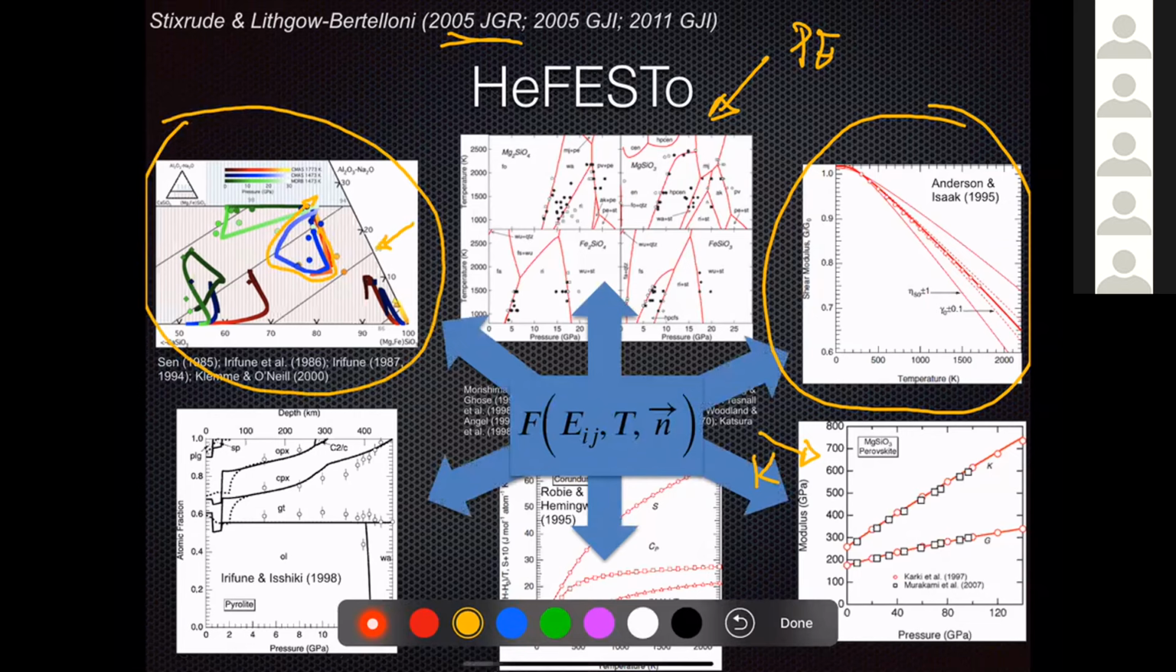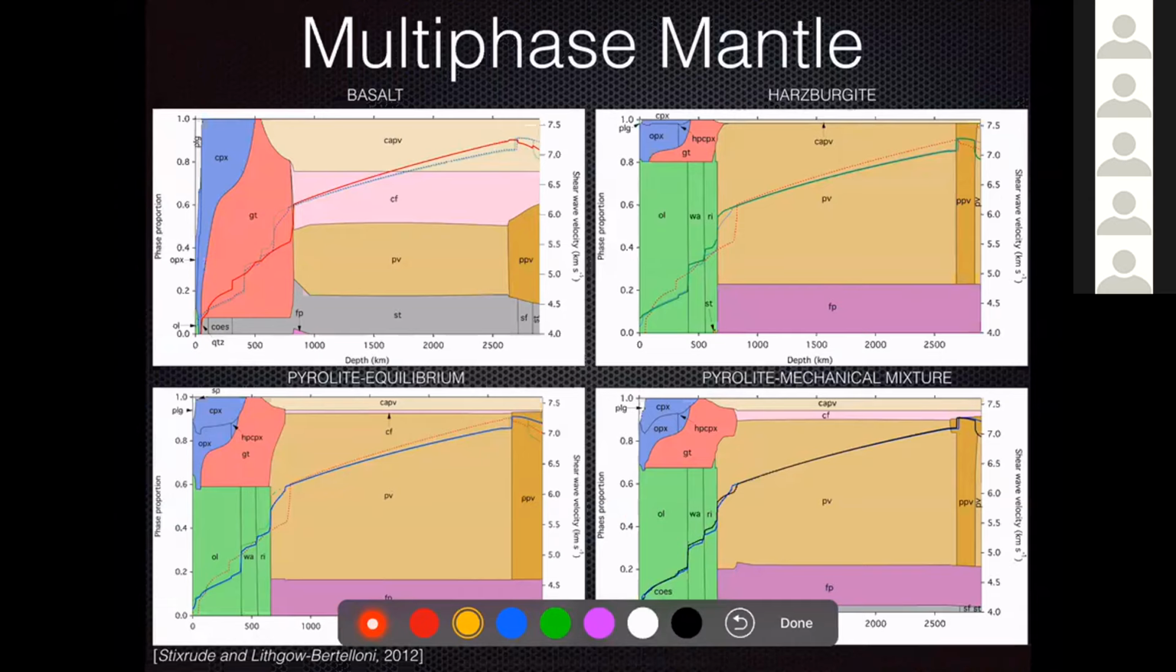So here are some phase diagrams for the mantle. I think I might stop pretty soon so you can get a chance to ask questions. These are the phase diagrams, so the phase proportions, for four different compositional assemblages. The red line is the shear velocity of pyrolite, and the other two lines are the shear velocity of harzburgite and, I think, a mechanical mixture of pyrolite as opposed to an equilibrium assemblage. You can ask me what that means later.